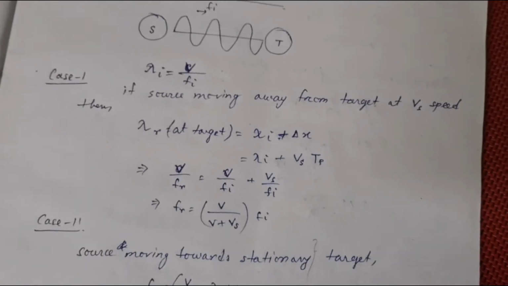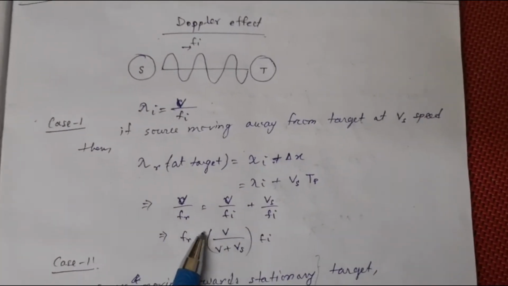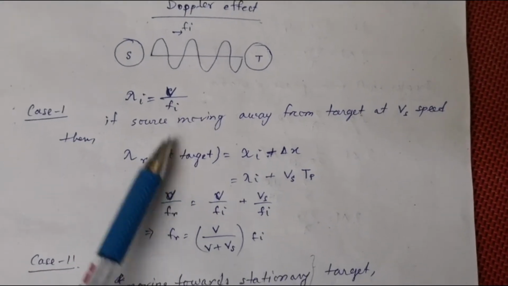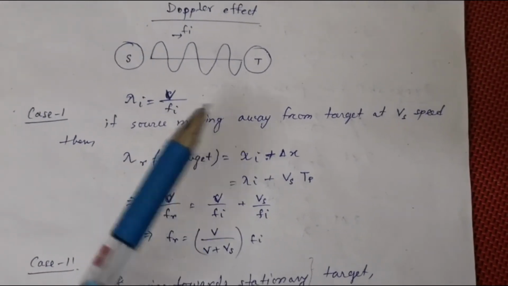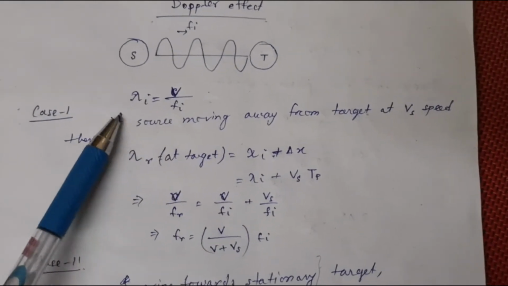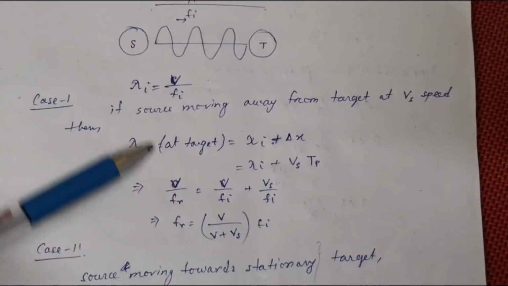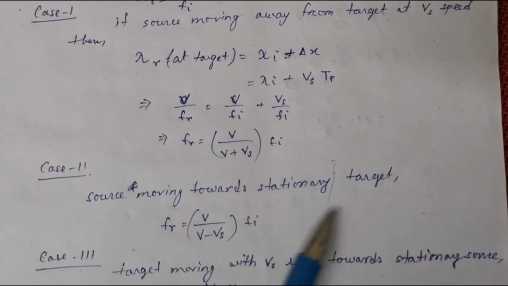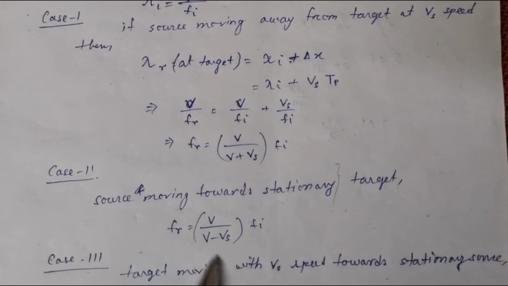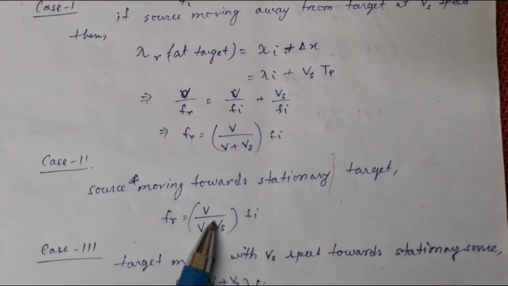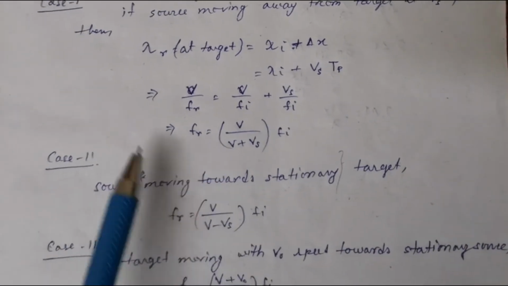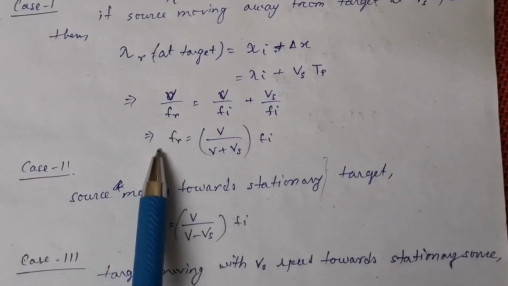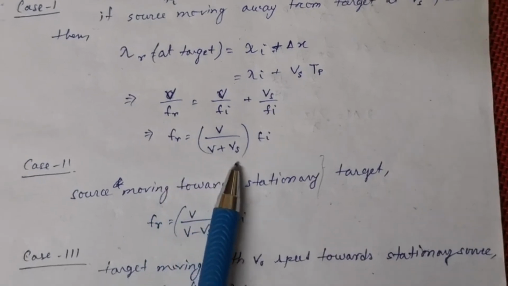This can be explained by a real-time example. Suppose a car is moving towards a person, then the frequency of the sound sensed by the person will be increased if the car is moving towards him. Like here, the source is moving towards the stationary target. You can see this Fr is increased because the denominator is less than the numerator. Similarly, if the source is moving away, then the received frequency will be less. You can see here the received frequency is less.